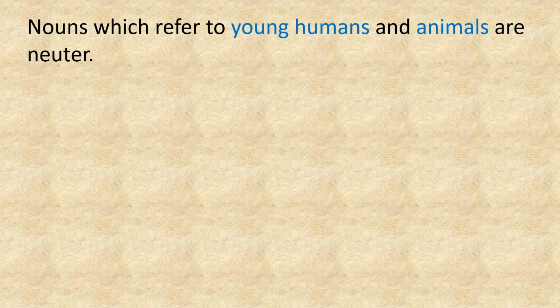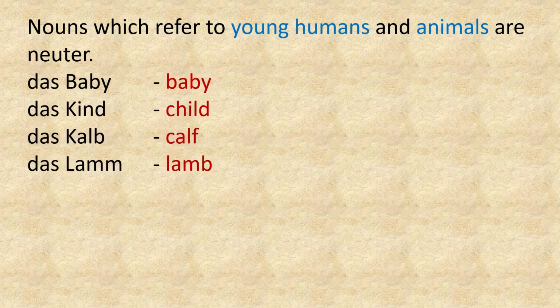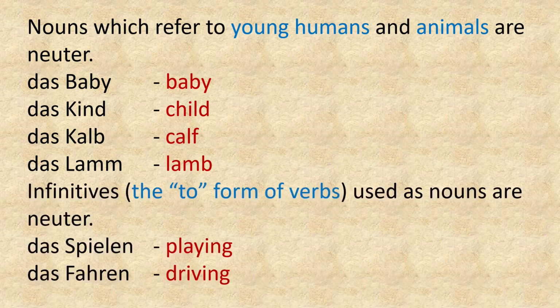Nouns which refer to young humans and animals are neuter. For example, das Baby, baby; das Kind, child; das Kalb, calf; das Lamm, lamb. Infinitives, that is the to-forms of verbs used as nouns, are also neuter. For example, das Spielen, playing; das Fahren, driving.